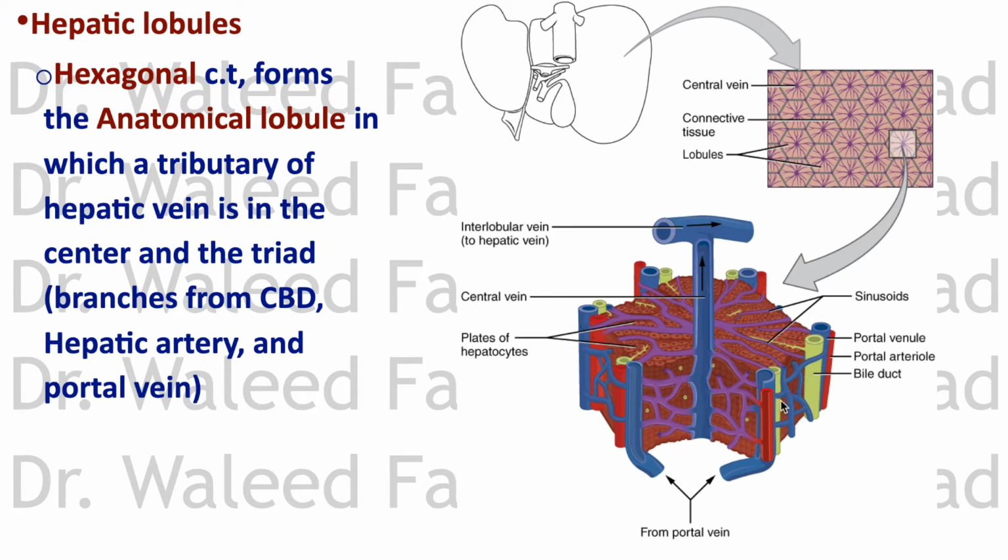So the blood goes from the portal vein, mainly for the function of the liver, through the sinusoids, gets filtered and processed, and then into the hepatic vein to the general circulation. This is how the liver works. But this is called the anatomical lobule of the liver. So it's a structural lobule.